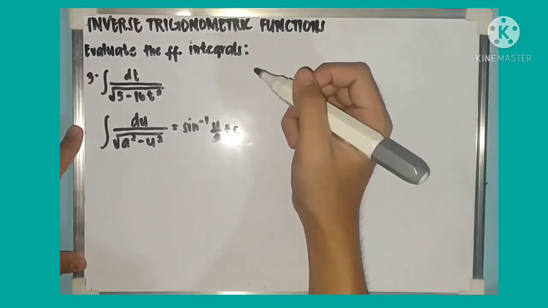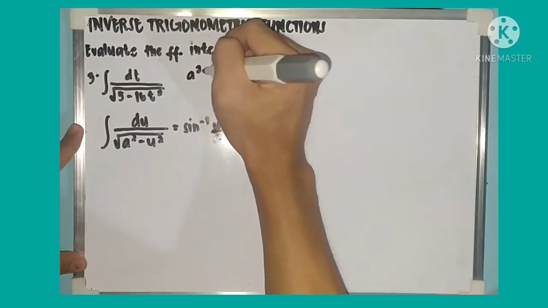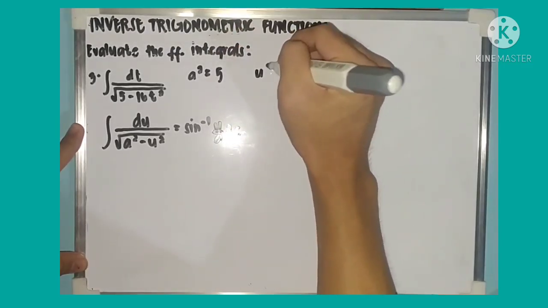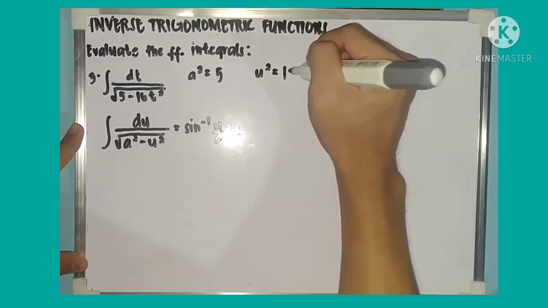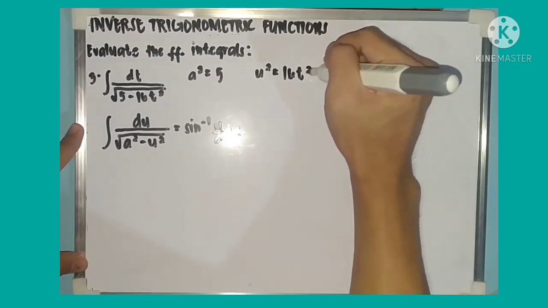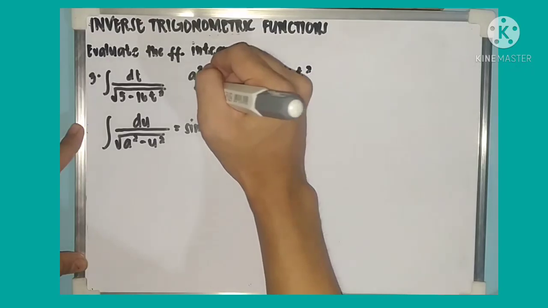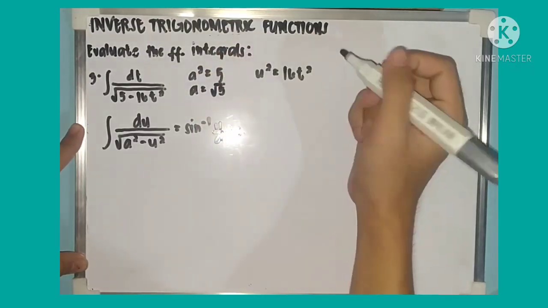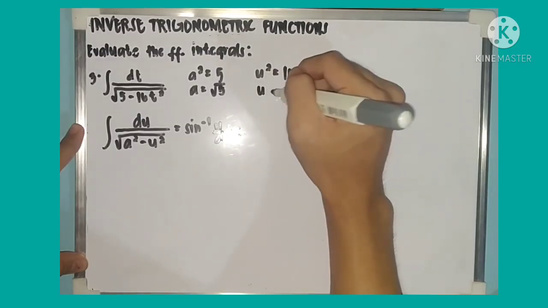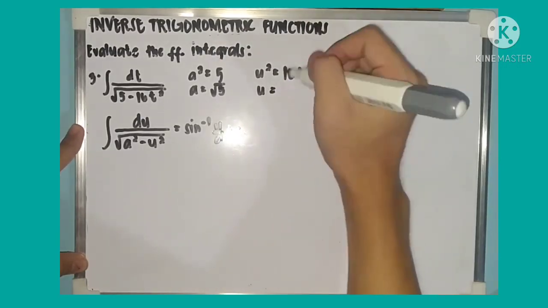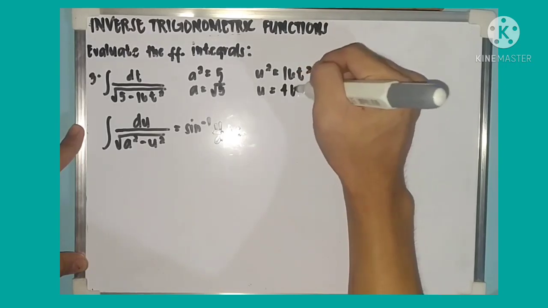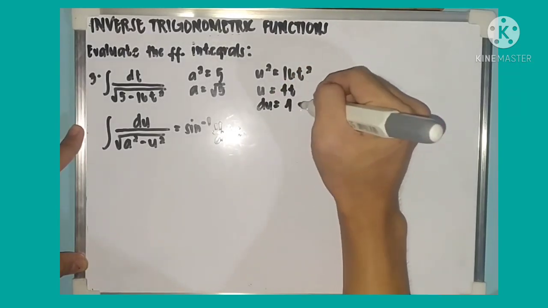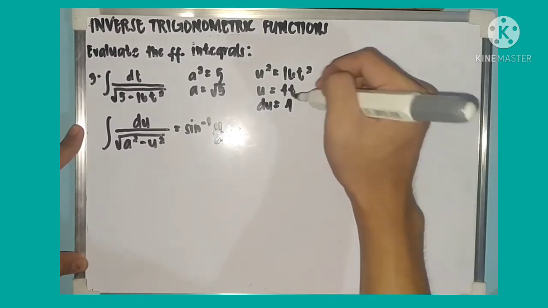So, first maglalet a squared tayo. Our a squared is equals to 5. And our u squared is equals to 16t squared. And our a is equals to square root of 5. And our u is equals to the square root of 16t squared, which equals to 4t. And our du is equals to 4. The derivative of 4t is equals to 4 dt.